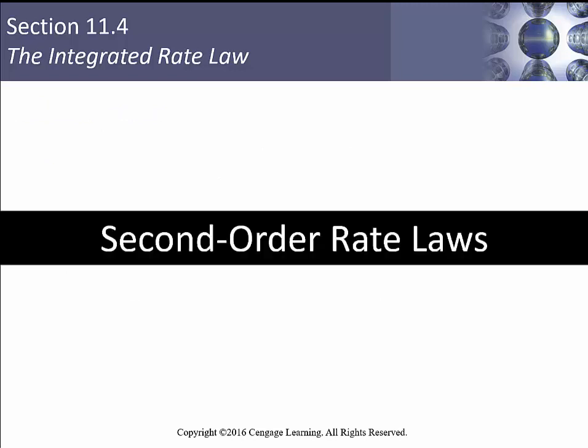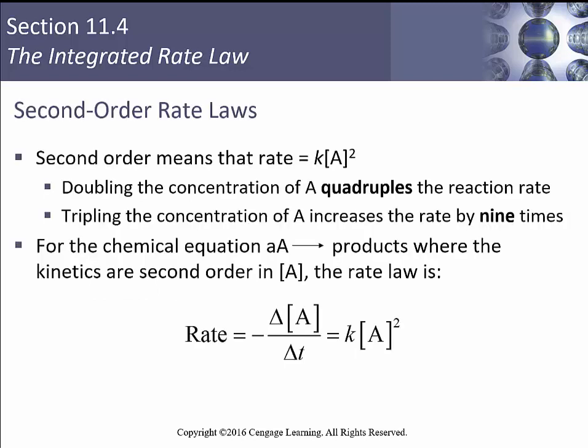Second order rate laws. Still in 11.4. So our second order rate laws means that we're going to start off with rate is k times A squared, or it could be A times B, but we're going to go with A squared just because the math is a little kinder to look at. Doubling our concentration of A means that our reaction is going to happen 4 times faster. So our reaction quadruples the reaction rate.